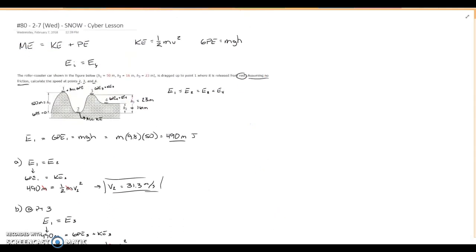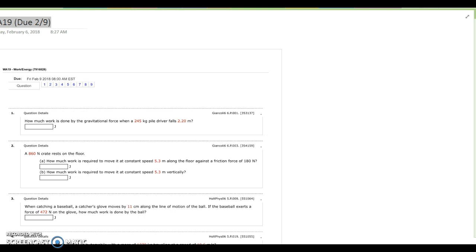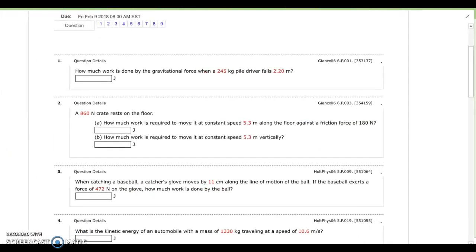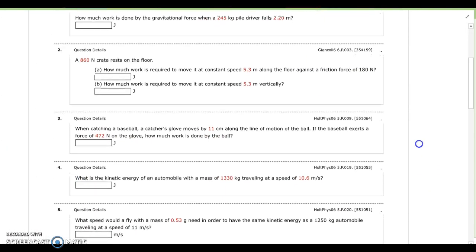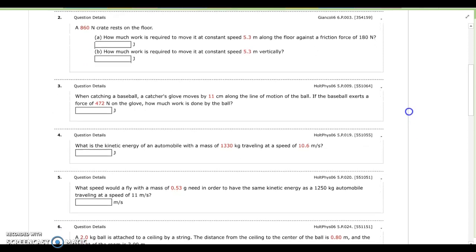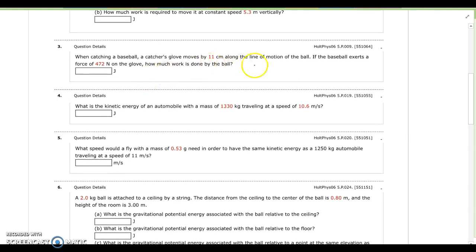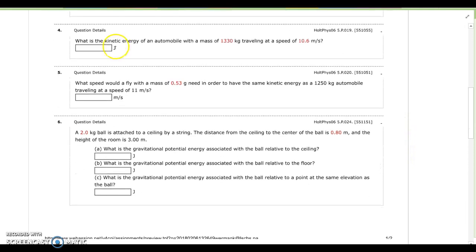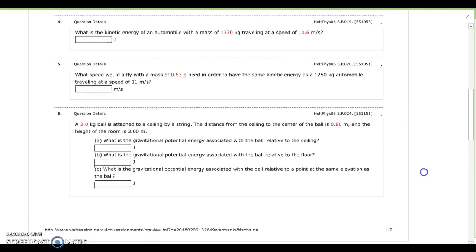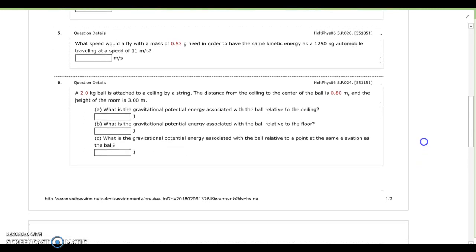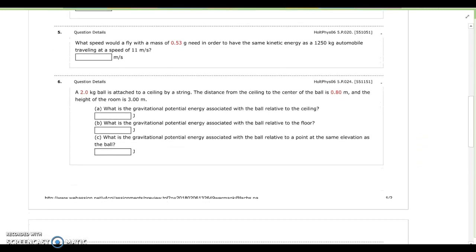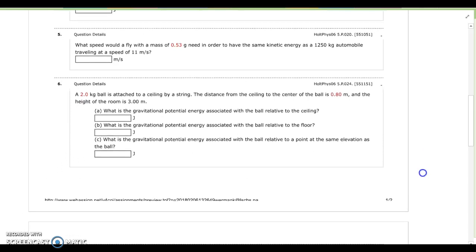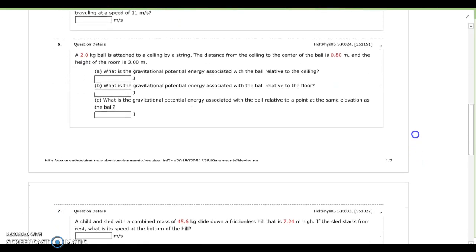If you look at your web assignment that's due for Friday, you've got some very straightforward ones with work, force times distance. You see a crate moving horizontally. You see one being moved vertically. You see work done to catch a ball. A distance the glove moves. Make sure we're in meters, but you have a force and a distance. They're asking for kinetic energy in number 4, and they give you a mass and a velocity. We have an equation. It's another kinetic energy for number 5. Make sure, again, we're in kilograms for everything.